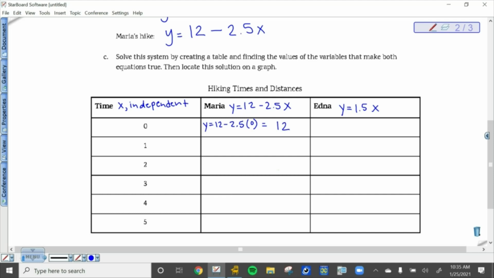Okay, so at the 0 hour, before they begin walking, Maria starts 12 miles away from the trailhead. That's where she starts. Then after 1 hour, we get 12 minus 2.5 times 1. What does that equal?